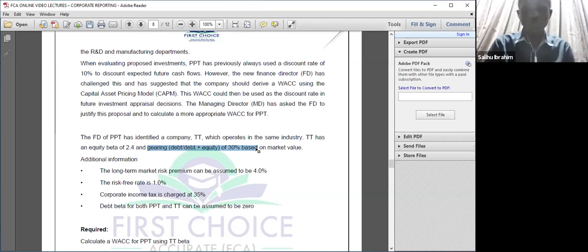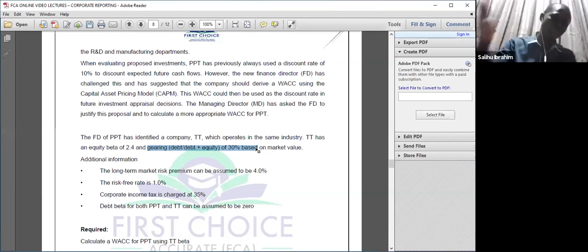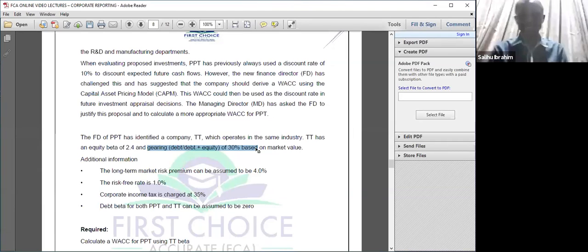After ungearing, what do you now do? Well, after ungearing, you get your asset beta. After you've got your asset beta, because PPT is also geared, I need to recognize PPT's financial risk. That will take me to what? To regearing the asset beta. So when I regear the asset beta, I will get a beta that is specific to what? To PPT. Then I use this to compute my cost of equity using the CAPM.